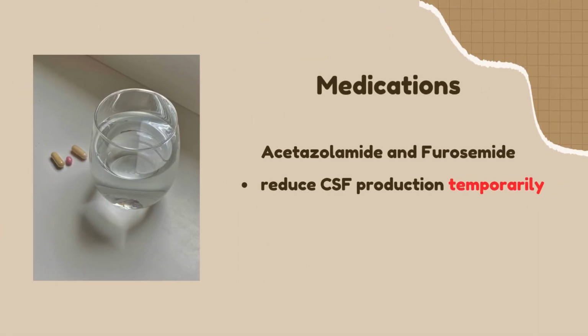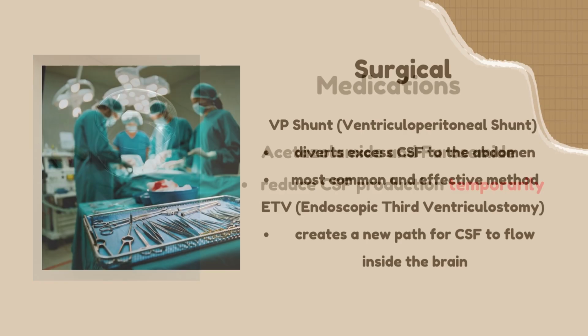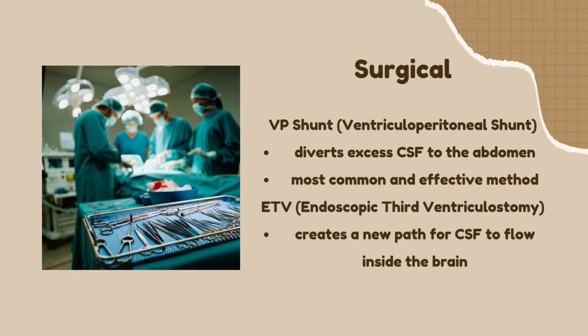For medications, acetazolamide or furosemide are given to the patient to reduce the production of CSF temporarily. Surgical treatment includes ventriculoperitoneal (VP) shunt, a tube placed in the brain to drain excess CSF to the abdomen. Endoscopic third ventriculostomy, ETV: a small hole is made in the floor of the third ventricle to allow CSF to flow normally inside the brain.